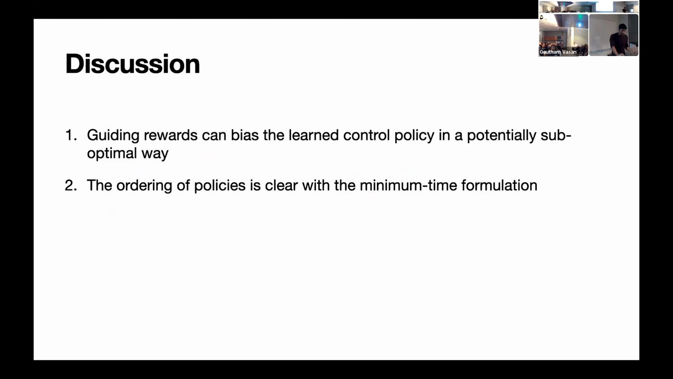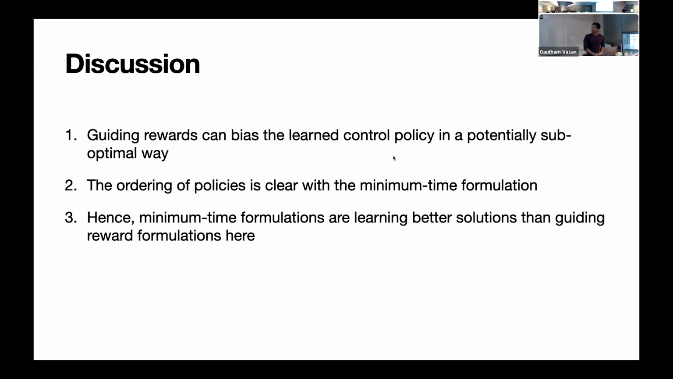So, a quick discussion here. The first is that guiding rewards can bias the learned control policy in a potentially suboptimal way. The second is that the ordering of policies is clear with the minimum time formulation. If you just have a reward of -1 every time step, there's a strict hierarchy of policies from worst to best. And I think this is really what is helping the minimum time formulation to learn better solutions than the guiding reward here.